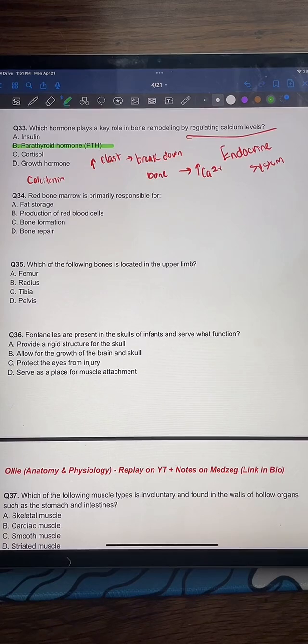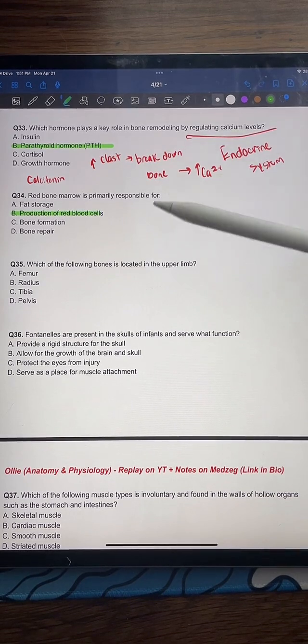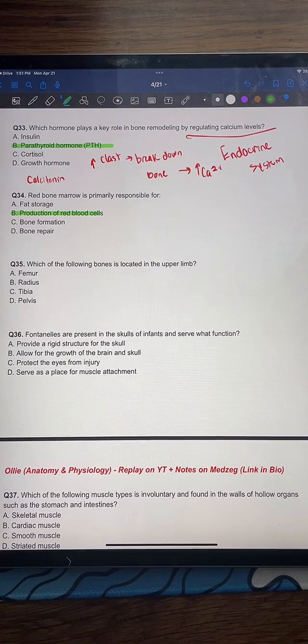Number 34, red bone marrow is primarily responsible for the production of red blood cells. So this is the site of hematopoiesis, the process of producing red blood cells, white blood cells, and platelets. Erythropoiesis is more so for just red blood cells specifically. These are mostly for the production of red blood cells, though. Fat storage, that's going to be in the yellow bone marrow. Bone formation, osteoblast activity. Bone repair is also osteoblast activity.